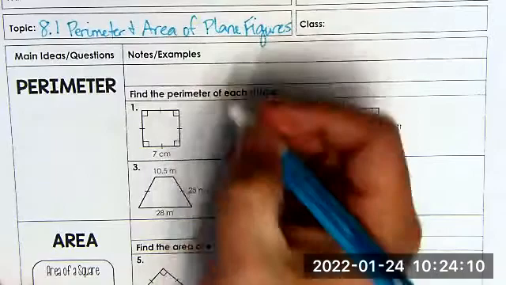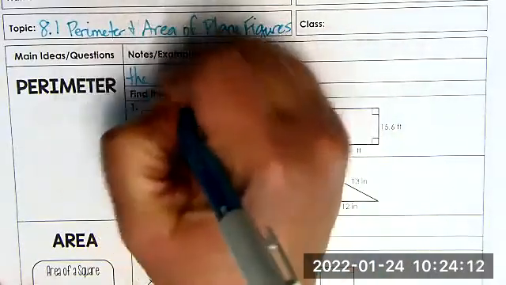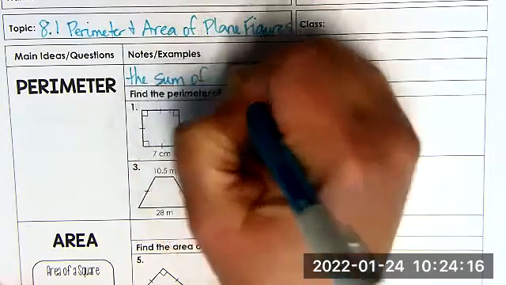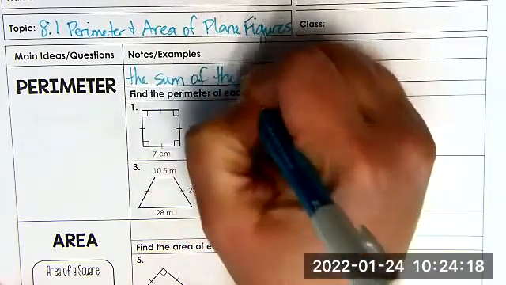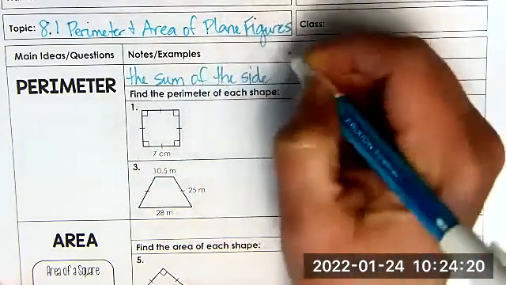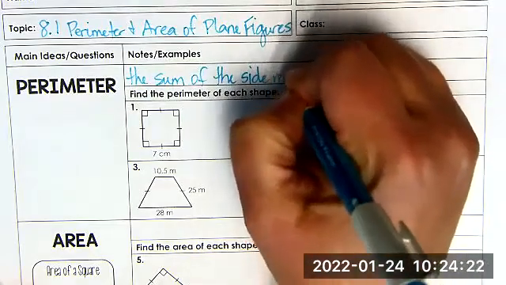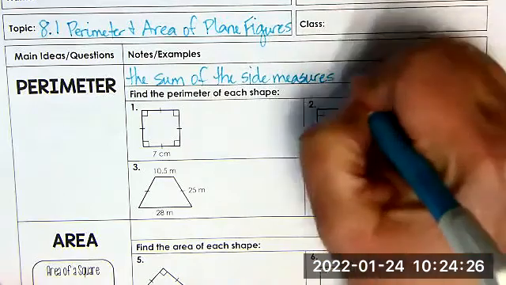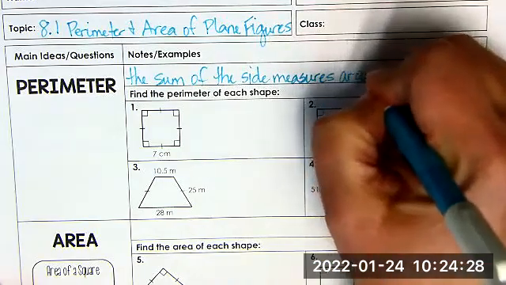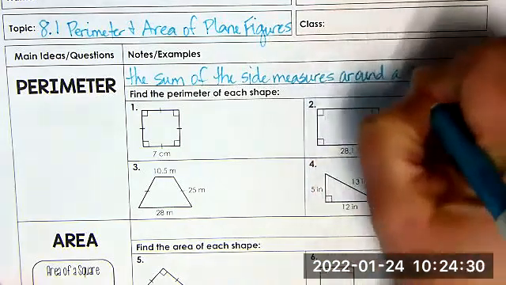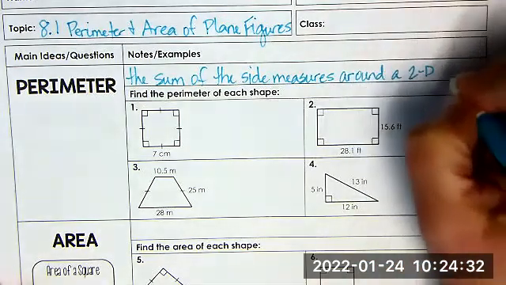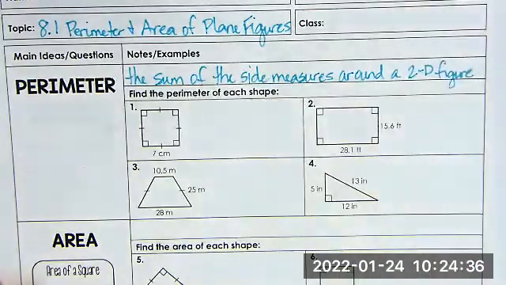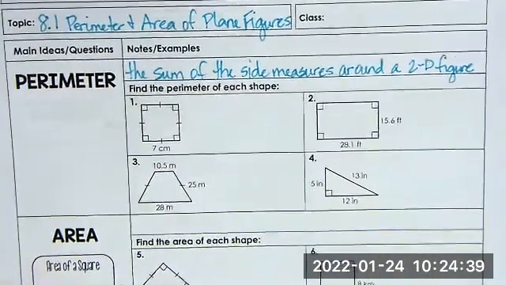The perimeter is the sum of the sides or side measures around a 2D figure, two-dimensional figure. I'm going to write 2D so we don't have to write all that work. Okay, so now let's work an example.